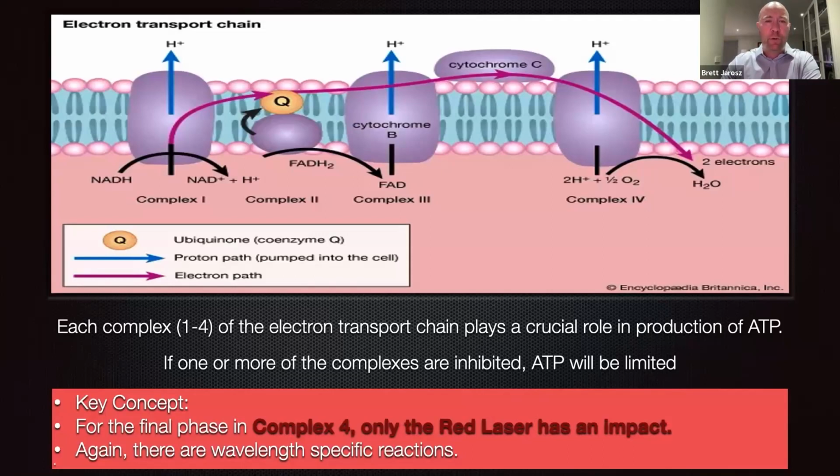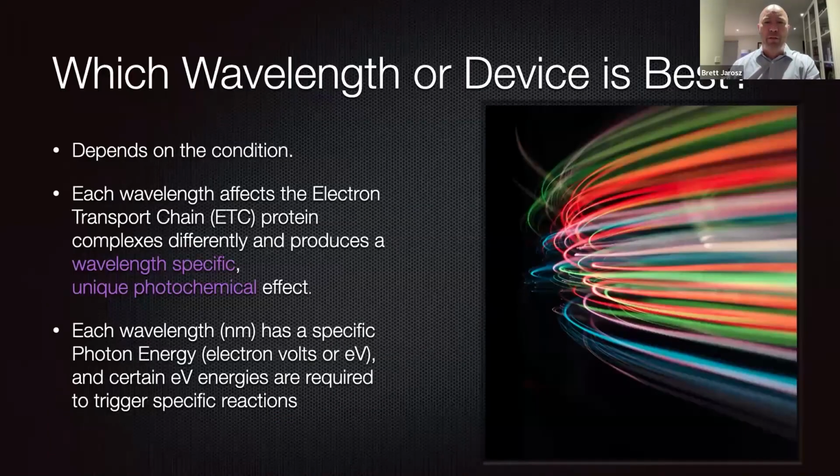So we've said complex 1 and 2, violet. Complex 4 is red. And as we alluded to on a previous slide, complex 3 is green. So there are specific wavelengths, so specific colors of light, that have specific reactions within the mitochondria. So which wavelength or device is best? Well, it depends on the condition, which we'll start to have a little bit of a look at in a second. Each wavelength affects the electron transport chain protein complexes differently. So we said violet for 1 and 2, green for 3, and red for 4. And so we've got a wavelength-specific unique photochemical effect.